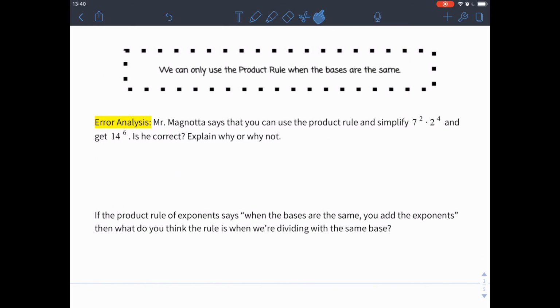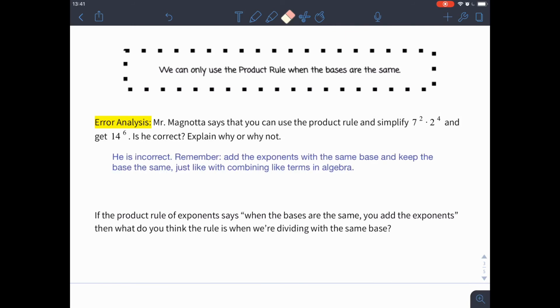So just to check here, our friend Mr. Magnata says you can use the product rule and simplify 7 to the 2nd power times 2 to the 4th power and get 14 to the 6th power. Is he correct? Why or why not? Well, that'd be really great if we could just multiply all the numbers together, but our product rule only works when the bases are the same, and 7 and 2 are our bases here. Those are not the same. So remember, we have to add just the exponents and keep the bases the same.